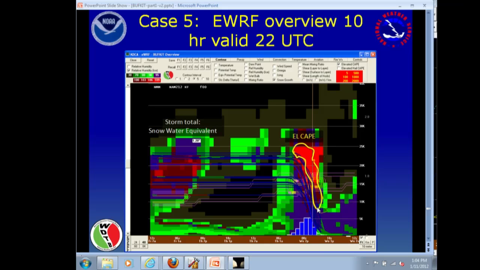Elevated CAPE means that anywhere inside this, if you launch a parcel, you'll have CAPE, you'll have positive buoyancy, and you'll get convection. So you can launch a parcel way up here, and there's a possibility of convection. You can launch it down here, same kind of thing. Thundersnow. It's a great thundersnow forecasting tool.